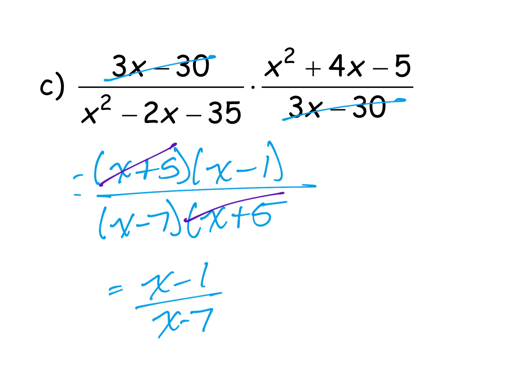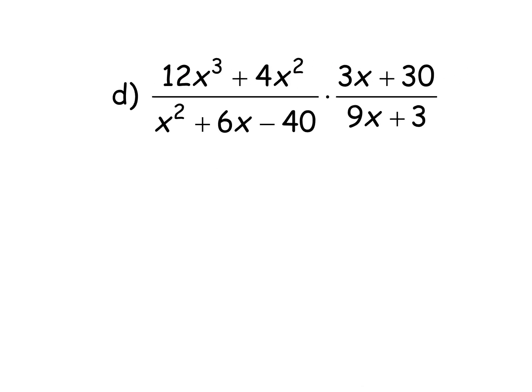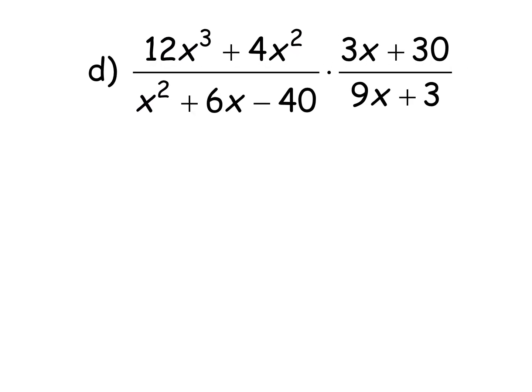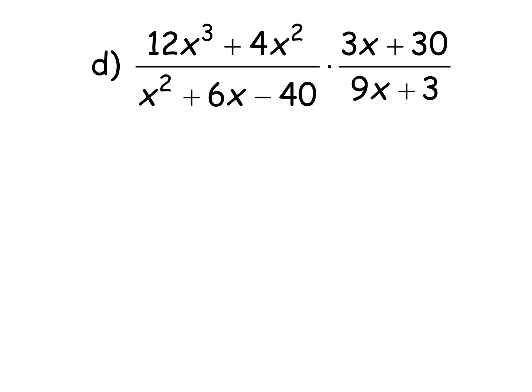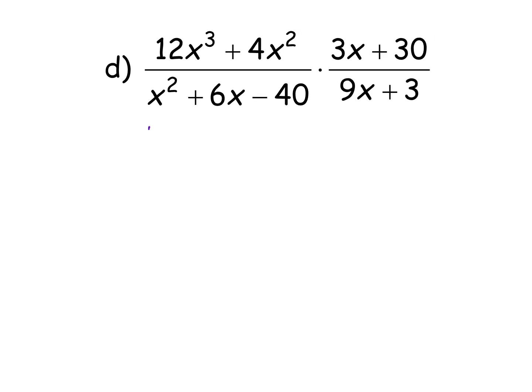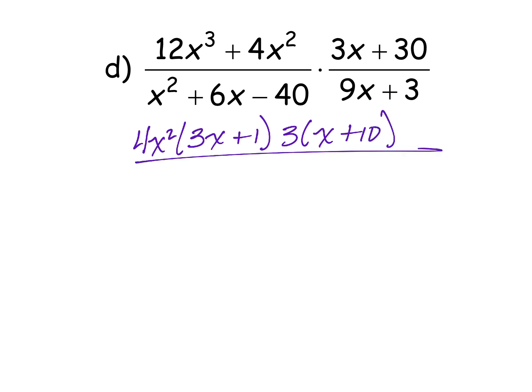All right, and then I don't think on D we can do that. Unfortunately. So let's see. I think I can factor out a 4x squared. And I get left with 3x plus 1. And then I can factor out a 3, and I get left with x plus 10. So there's my numerator. And my denominator, what multiplies to be 4 and 10. So x plus 4 and x plus 10 and x minus 4.